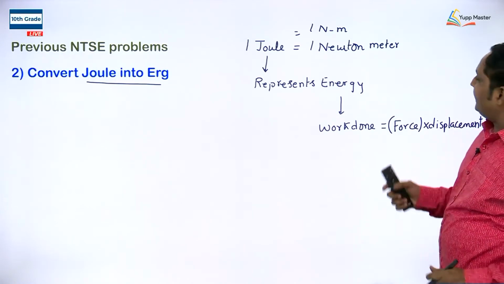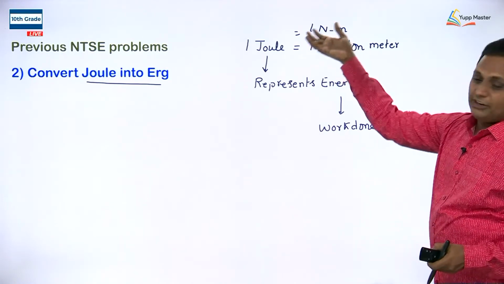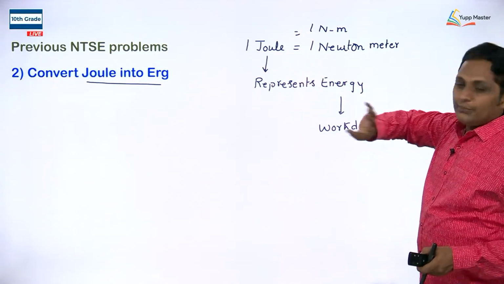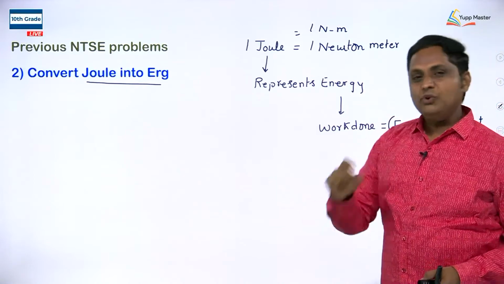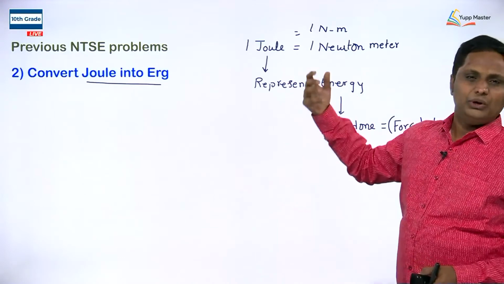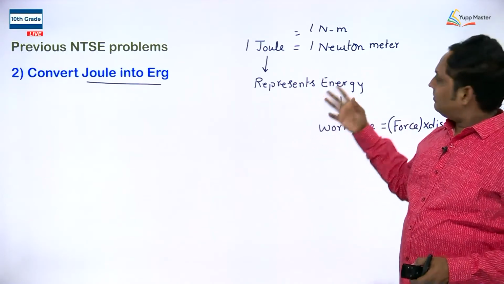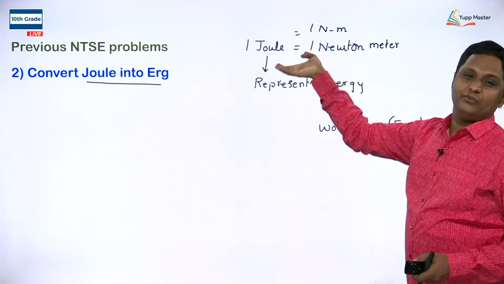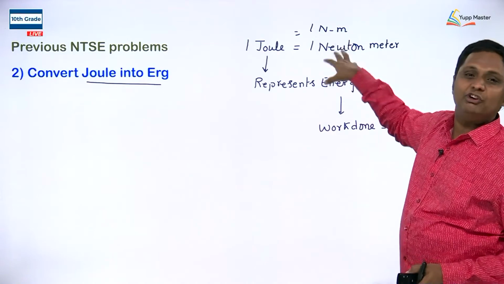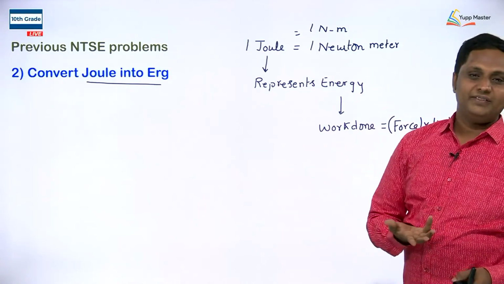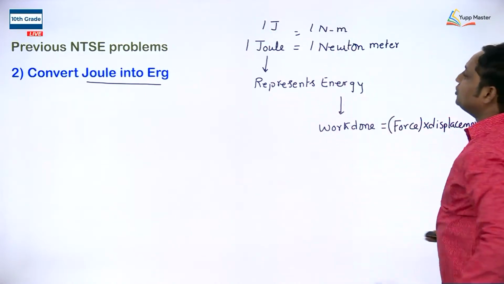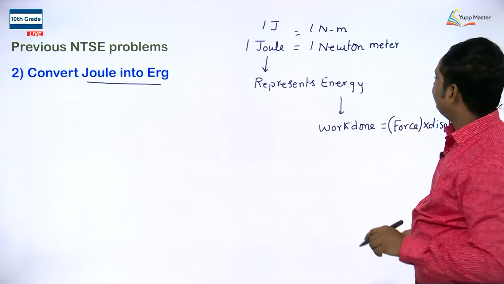Are you getting my point? We have started with that joule. If you want to get the conversion from one system of unit to another one, you need to know what is the significance of this joule, what is the purpose, how it has been expressed in terms of other physical quantities. So, it has been represented as 1 joule is equal to 1 Newton meter. How is it possible? Let us see.